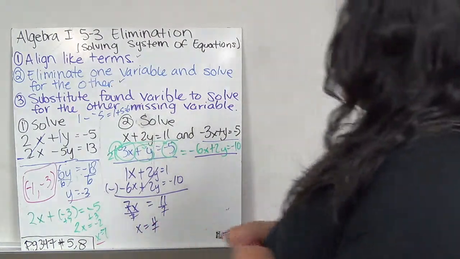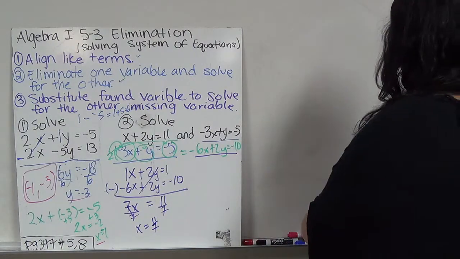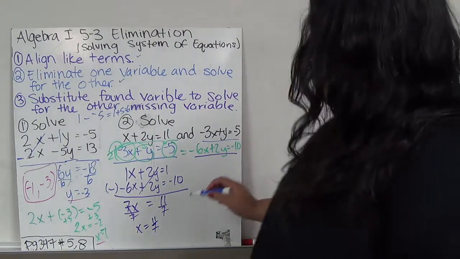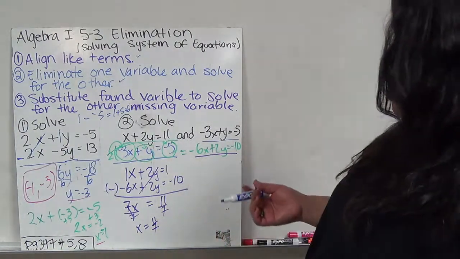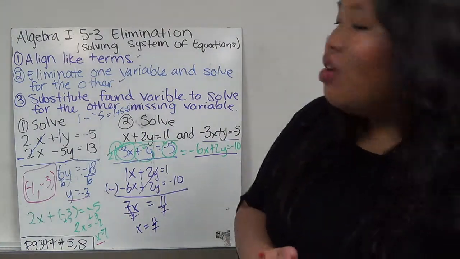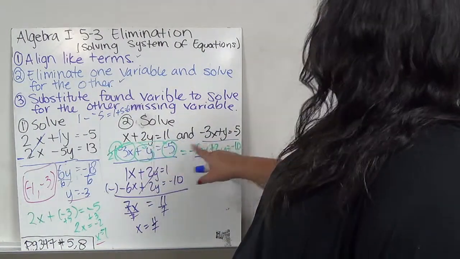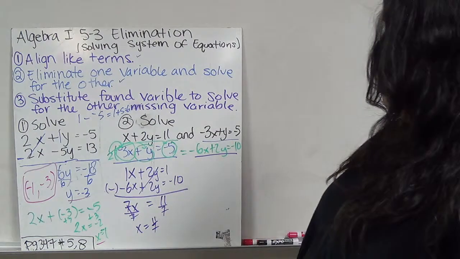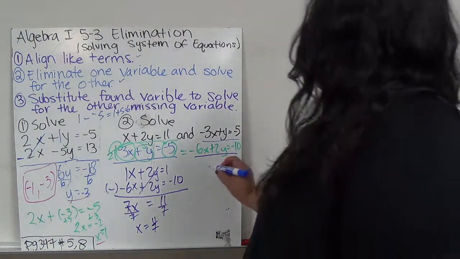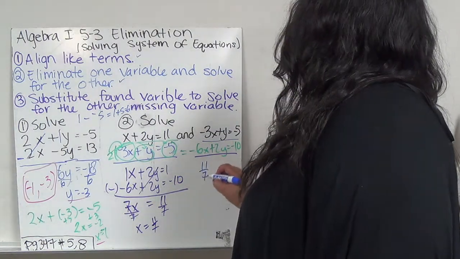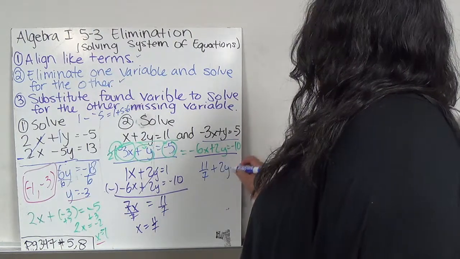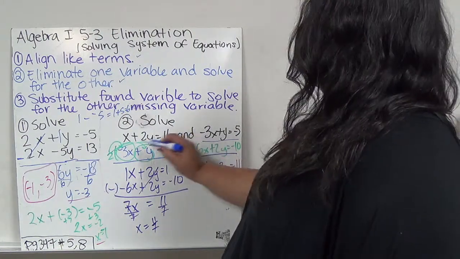Okay, that's my first one. Remember, I don't just look for one, I need to look for the other. So once I have this, I'm going to plug it in. The question is, which one can I plug it into? I can plug it into either of the original equations, either this one or this one. I'm going to plug it into this one because it looks a little easier. So 11 over 7 plus 2y equals 11, right? This is the one I'm trying right here.